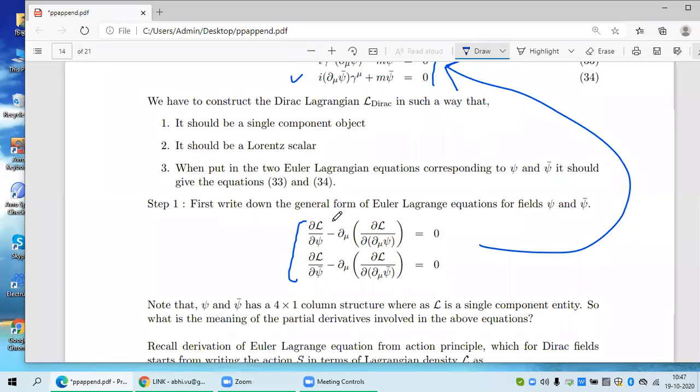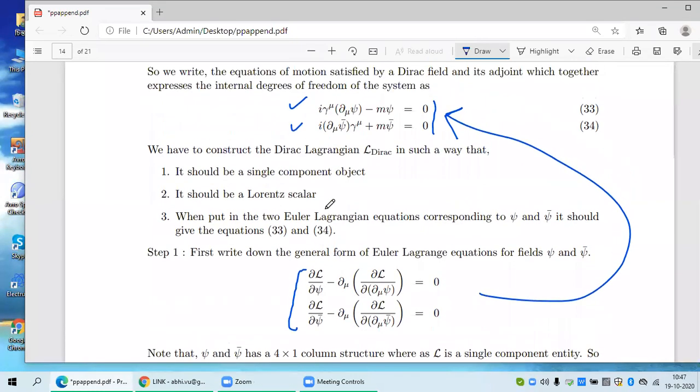Remember that the Lagrangian we want to construct, which will ultimately give you these equations of motion from these Euler Lagrange equations.